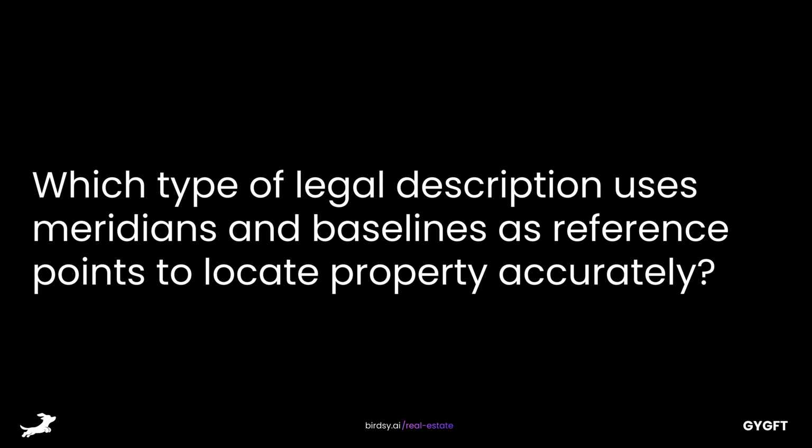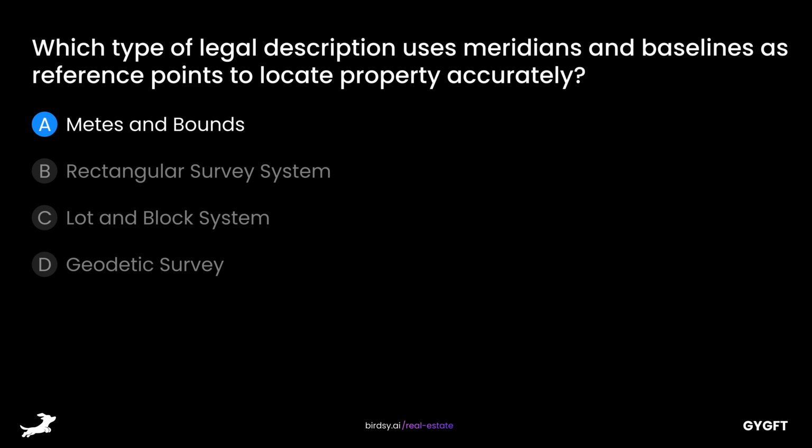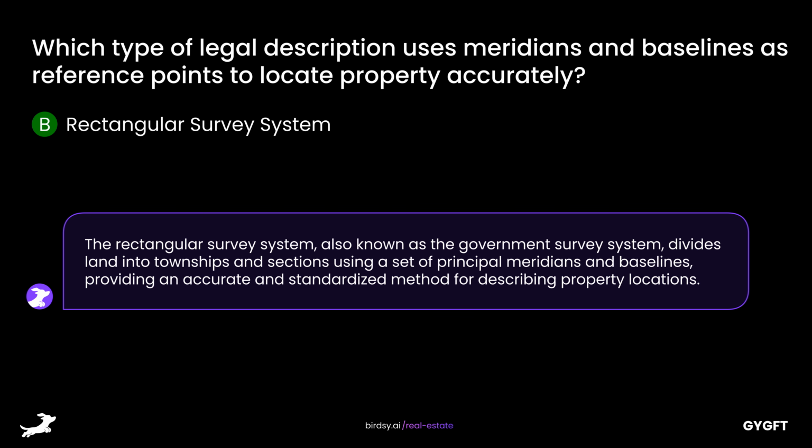Which type of legal description uses meridians and baselines as reference points to locate property accurately? Is it A, metes and bounds, B, rectangular survey system, C, lot and block system, or D, geodetic survey? The answer is B, rectangular survey system. The rectangular survey system, also known as the government survey system, divides land into townships and sections using a set of principal meridians and baselines, providing an accurate and standardized method for describing property locations.